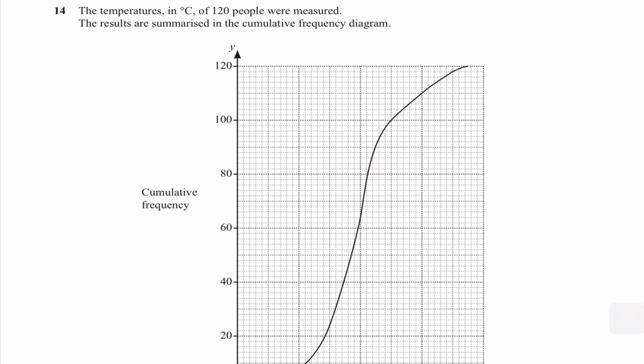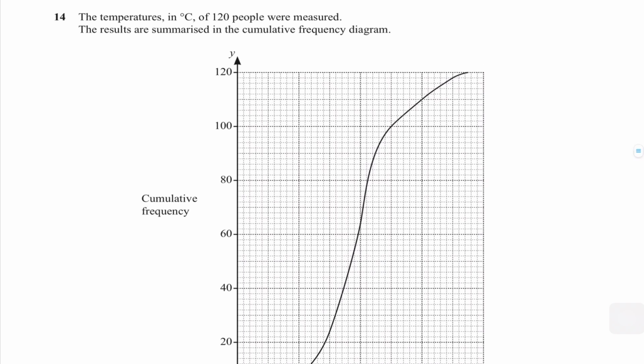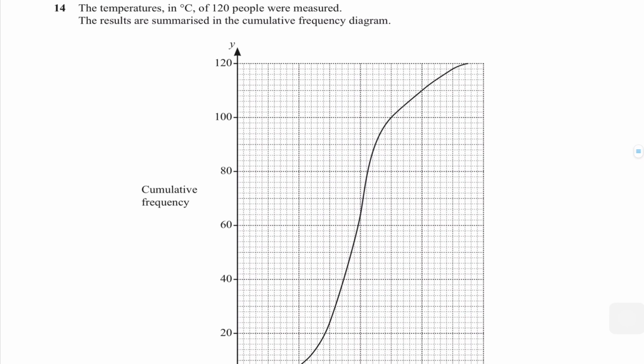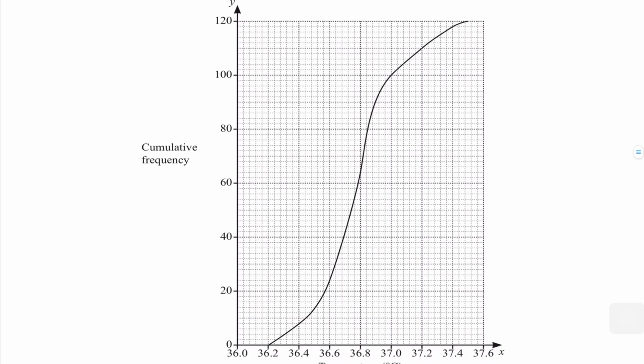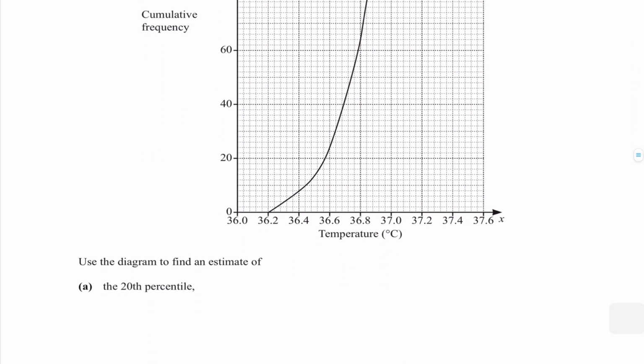Alright, so now we're going to resume from where we left off, which was question number 14. Let's see what we have here. This says the temperatures in degrees Celsius of 120 people were measured. The results are summarized in the cumulative frequency diagram. The next part says use the diagram to find an estimate of the 20th percentile.